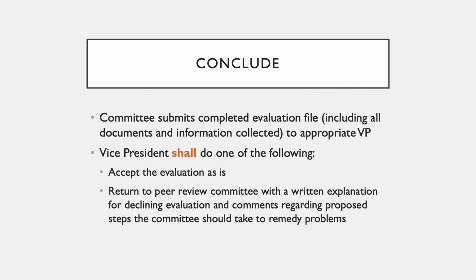At the conclusion of the evaluation process, the committee will submit a completed evaluation file, including all data and documents that they've collected, to the appropriate VP. The VP then has to do one of the following. They'll either accept the evaluation as it is, or they'll return it to the committee with a written explanation for declining and comments regarding proposed next steps.